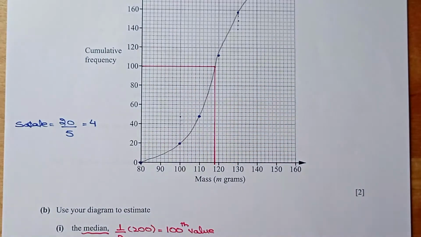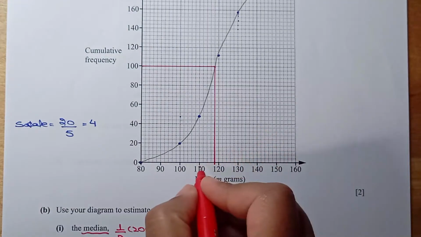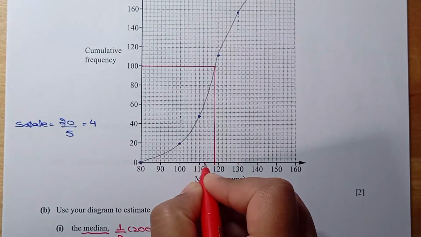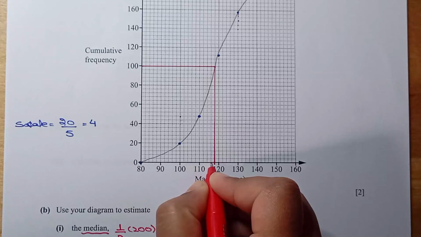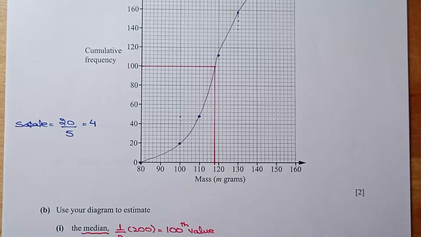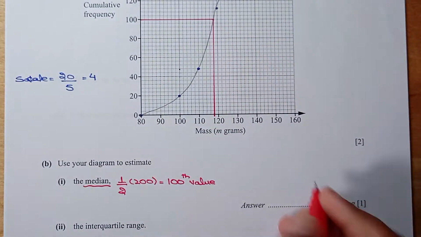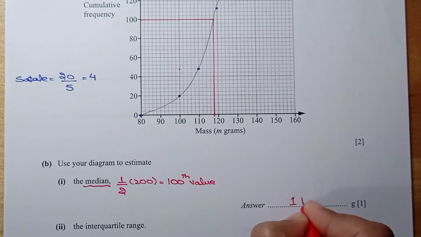So that's the mass corresponding to 100. So this is 110, 1, 2, 3, 4, and 118. This is 118. So we can say the median is 118.